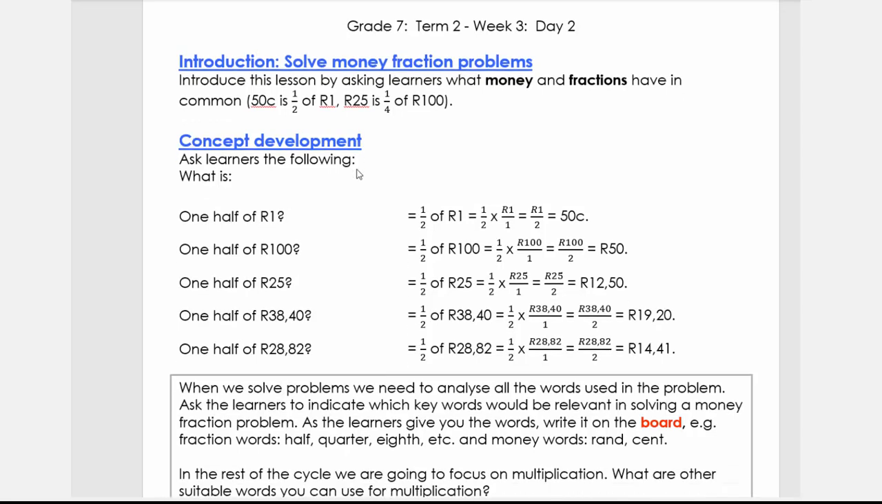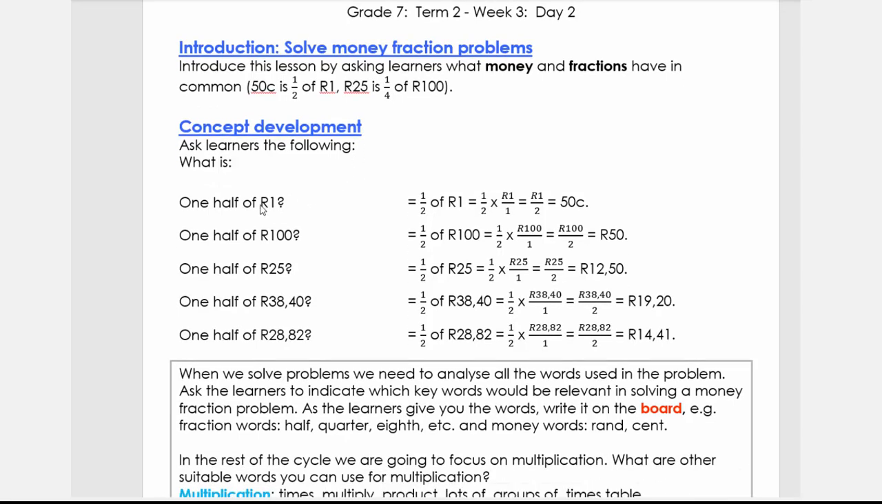Okay, welcome back. So what we're going to look at is 1/2 of 1 rand. So how do we write it? Half of 1 rand equals 1/2 times 1 rand. And remember the "of" means multiply, and then 1 rand over 1. Because 1 rand divided by 1 still gives us 1 rand, but we want to change this into a fraction. So now we can multiply the top and the bottom numbers.